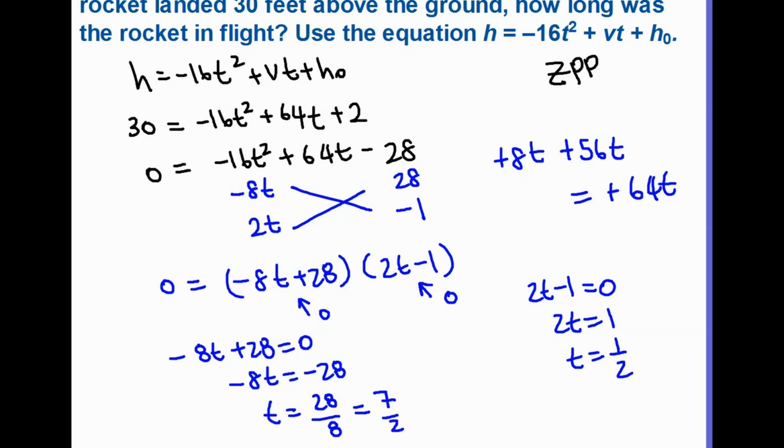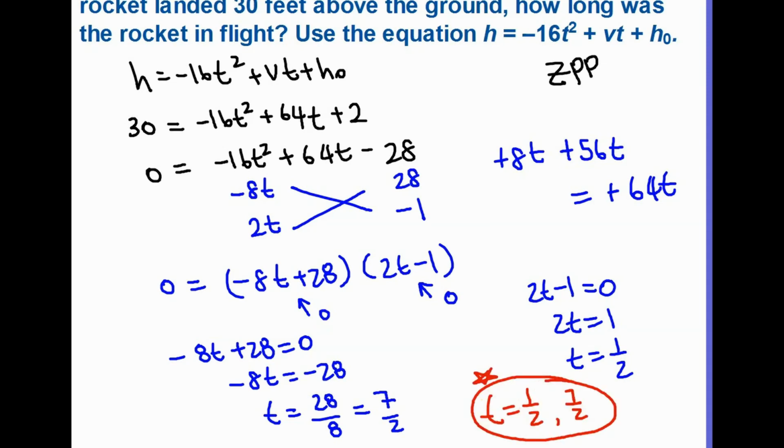This means the first time, half a second, represents how long it takes the rocket to reach a height of 30 feet on its way up. The second time, 7/2 or 3.5 seconds, represents how long it will take for the rocket to reach the height of 30 feet on its way down. This is the end of the lesson.